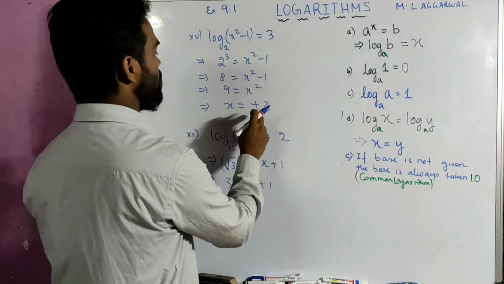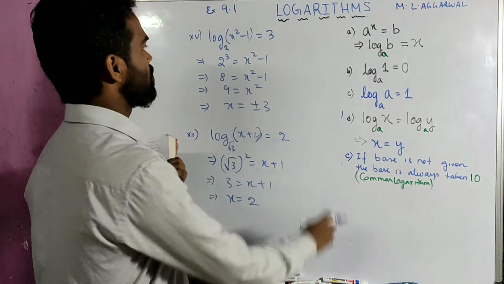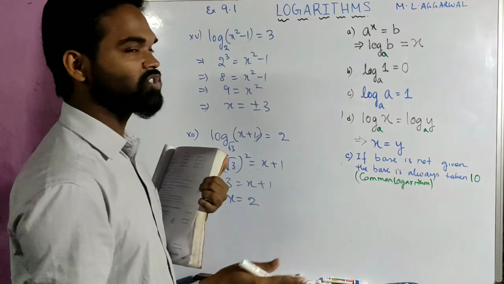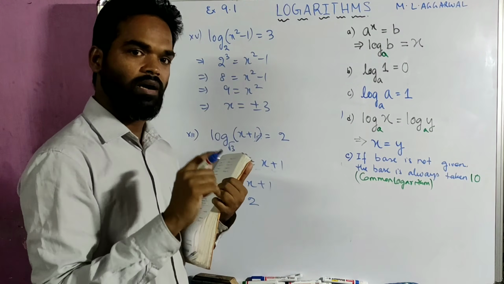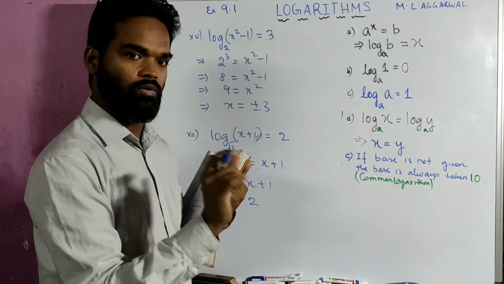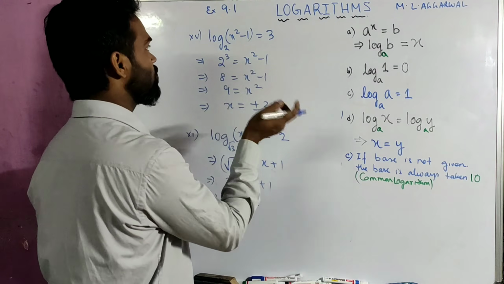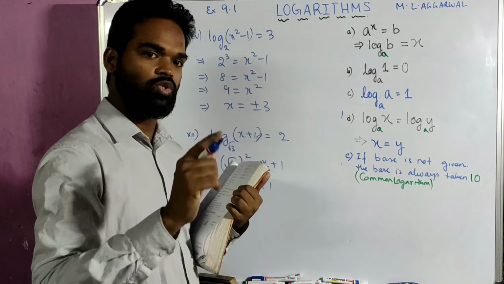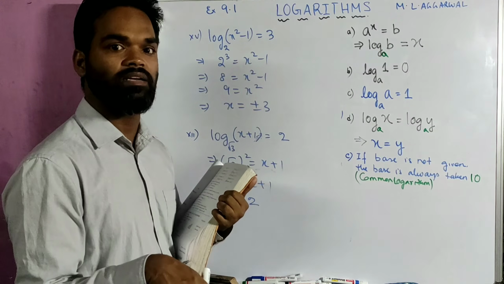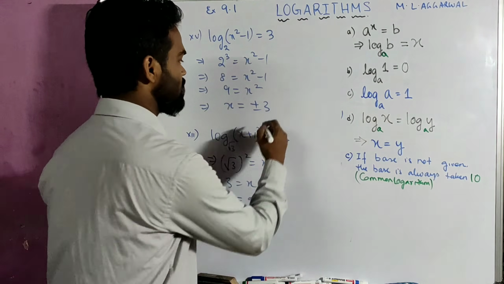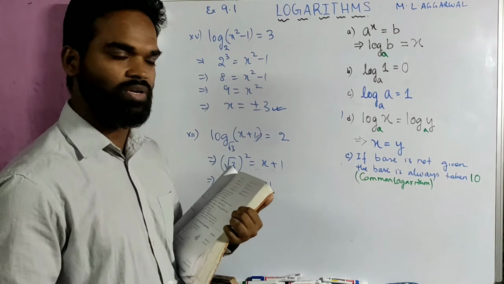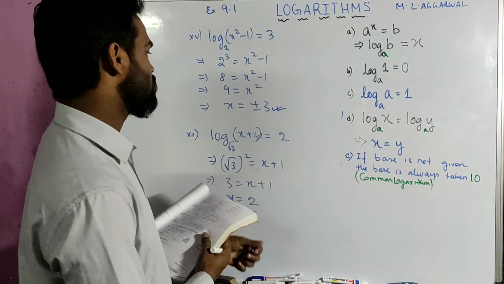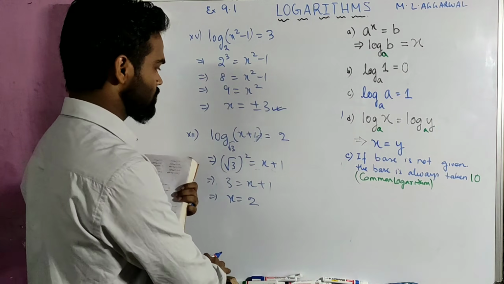Now both the values are possible, because if you put x as plus 3, you still get 9 minus 1, 8. Log of 8 is possible. If you put minus 3, again minus 3 square is 9, 9 minus 1 is again 8. Log of 8 is possible. So in this case x can be plus 3 as well as minus 3. Clear?